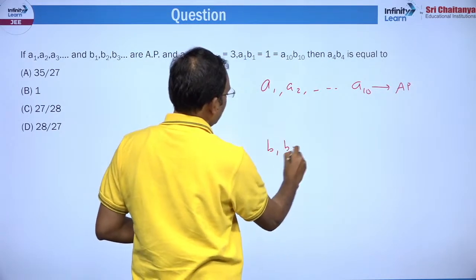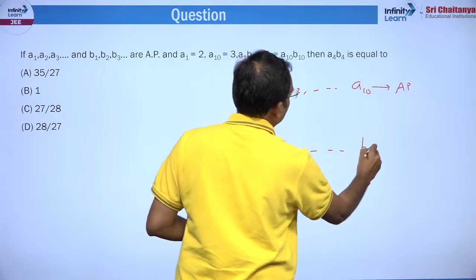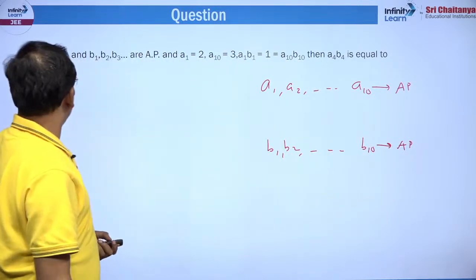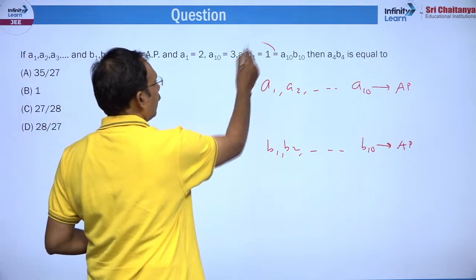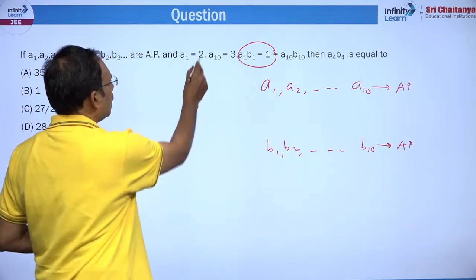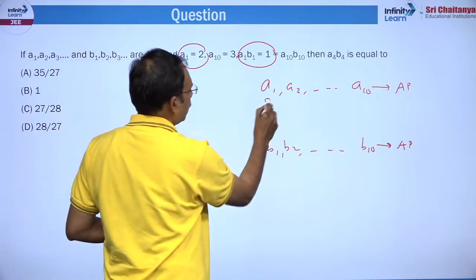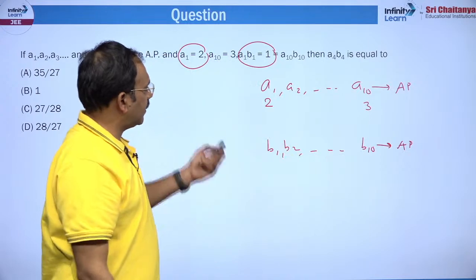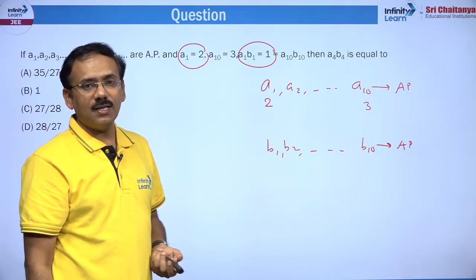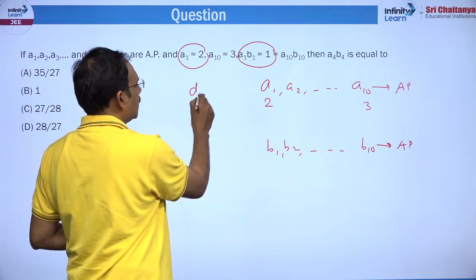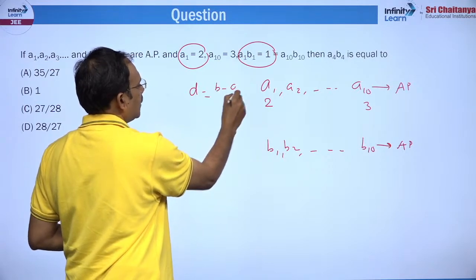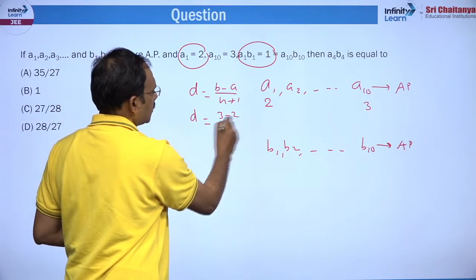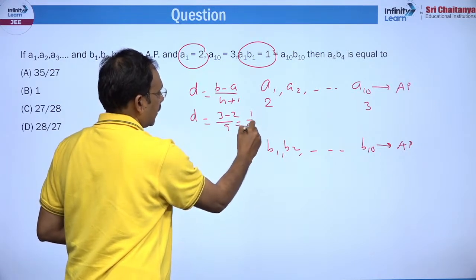Similarly, B1, B2 and so on, B10, these are also in AP. Now he is asking us to find A1. B1 is 1, he has given. A1 is 2, my dear friends, here the first term is 2, A10 is 3. Between 2 and 3, 8 arithmetic means are inserted. So the common difference is (B minus A) by (n plus 1). So the common difference here is (3 minus 2) by 9, which is 1 by 9.